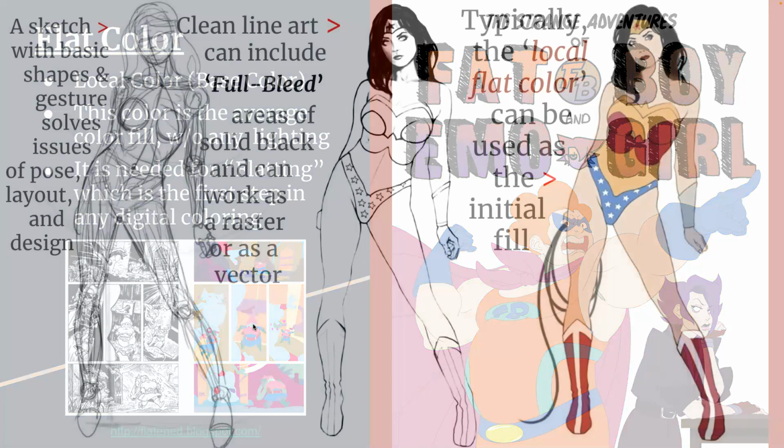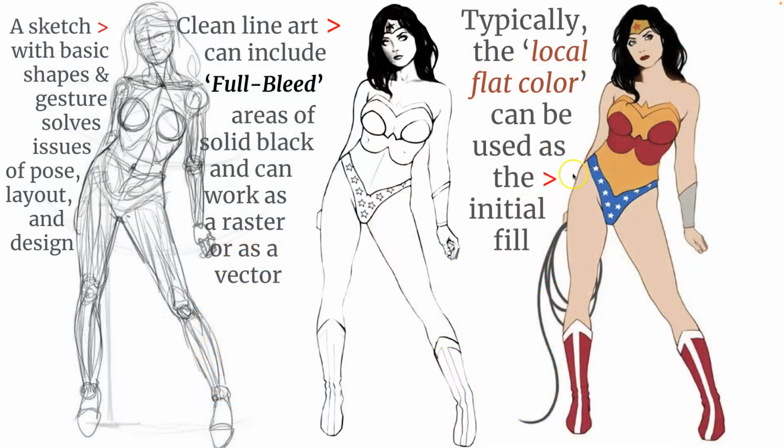So flatting is the first step in digital coloring, and sometimes it's done by a totally different artist than does the actual coloring. A lot of comic books are colored by a studio, and that studio hires flatters, and then it hires the actual named colorist to do the finishing touches.